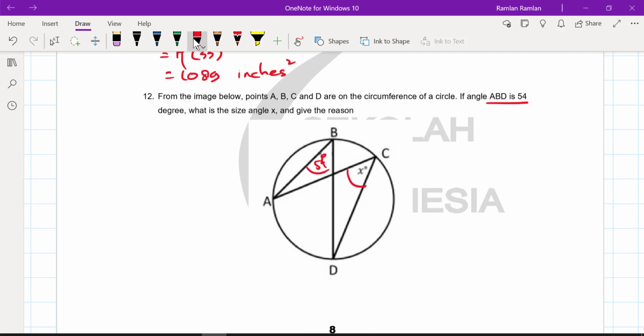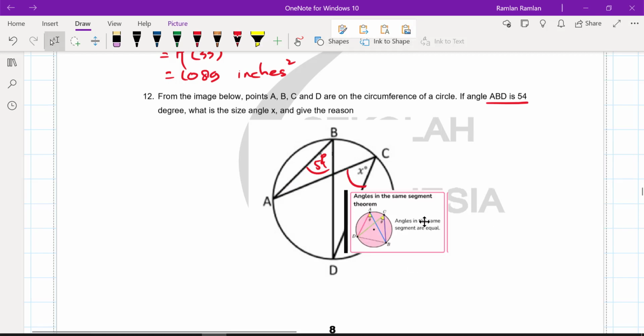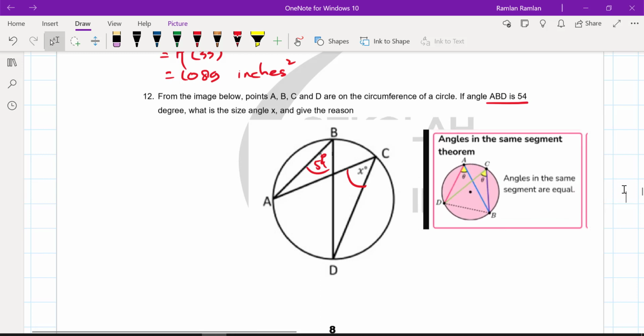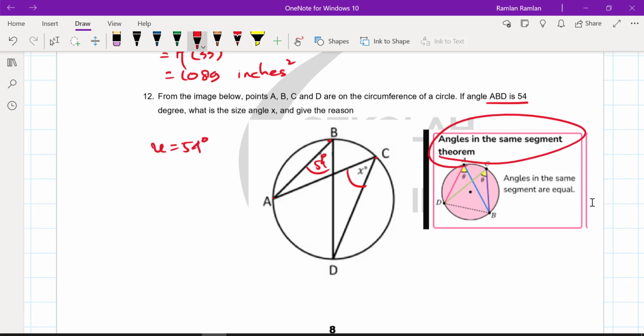So based on the circle theorem, I'm going to write down here, guys: angles in the same segment are equal. If we have this AD as a segment like this, you don't actually need to draw the lines, but because of point B and point C, if you draw a line from A to B and D to B, and also A to C and D to C, all of them are going to make the exact same angle. So the value of X is just equal to 54 degrees. This is the reason why it's equal to 54.